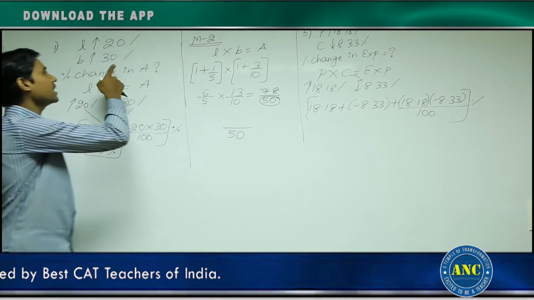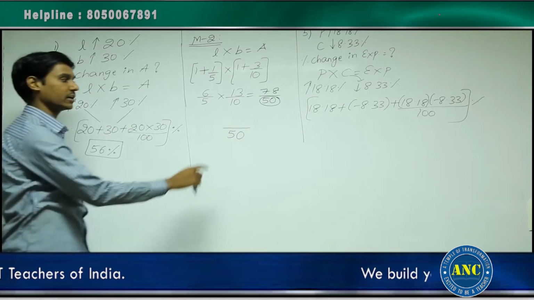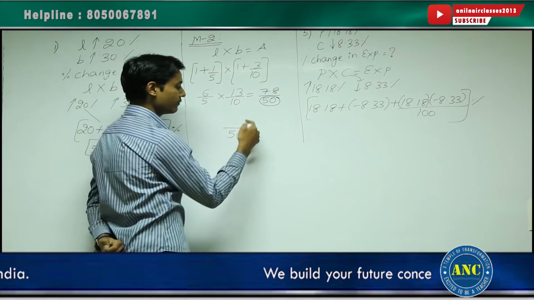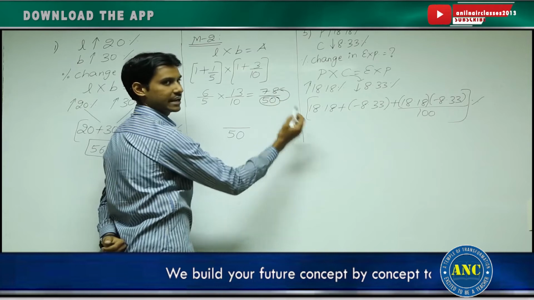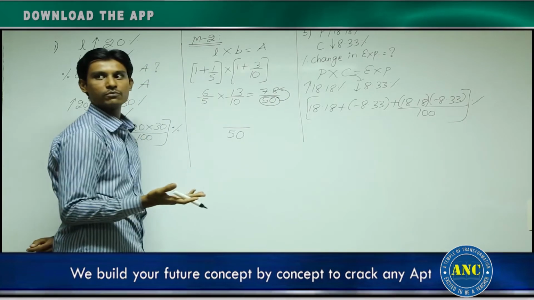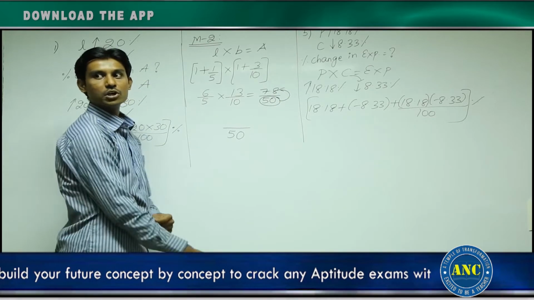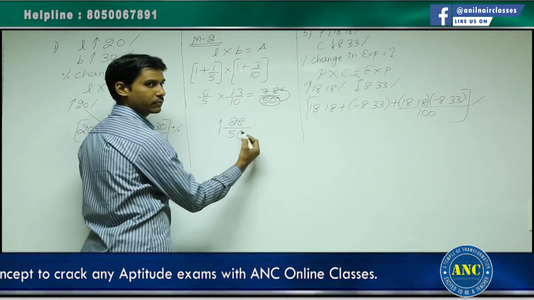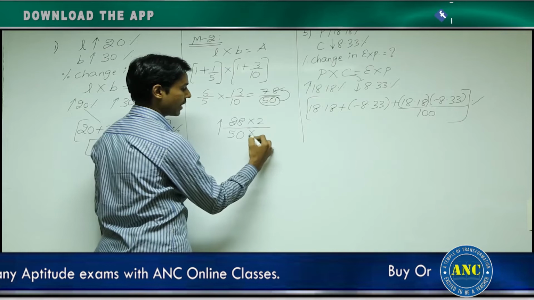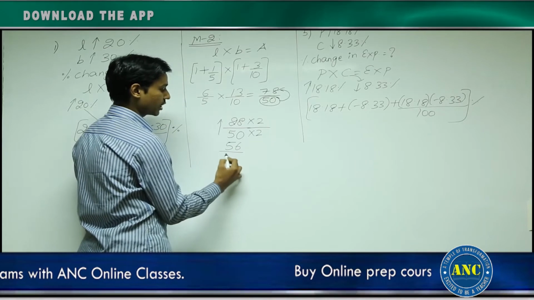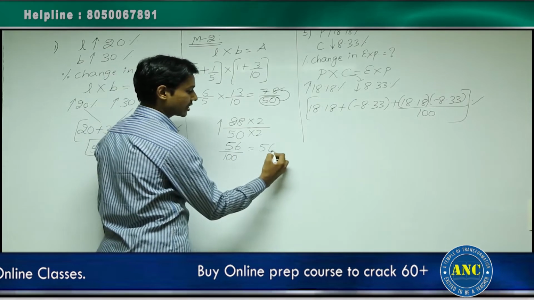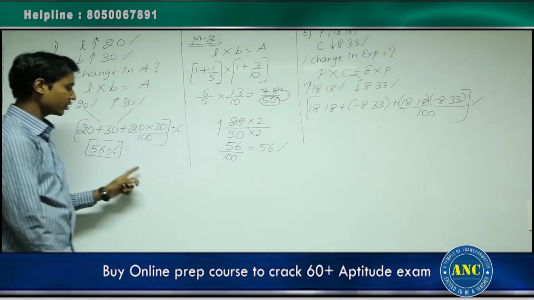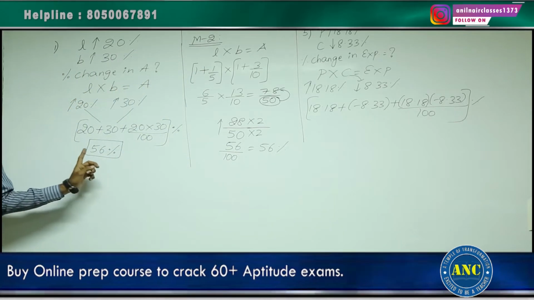They are asking the percentage increase or decrease. Initially it was 50. 50 is becoming 78. That means from 50 there is an increase of how much? 28. From 50 there is an increase of 28. 28 by 50. If you multiply and divide by 2, it becomes 56 by 100. 56 by 100 is nothing but 56%. That is what you got here also. Understanding that?